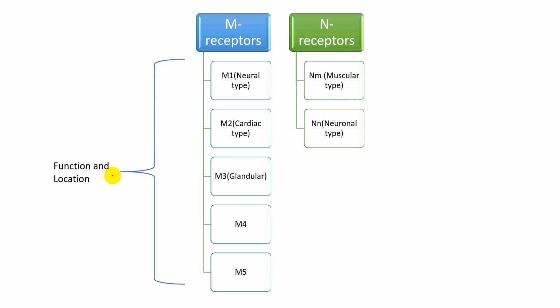Two types of receptors, muscarinic and nicotinic. Now see, muscarinic receptors are of five types: M1 or neural type, M2 cardiac type, M3 glandular, M4 and M5. Then N receptors are of two types, NM and NN. NM is muscular type and NN is neuronal type. I have given you the names and different types of nicotinic and muscarinic receptors. Your notes will be provided to you. I want you to go through the function and location of all these.